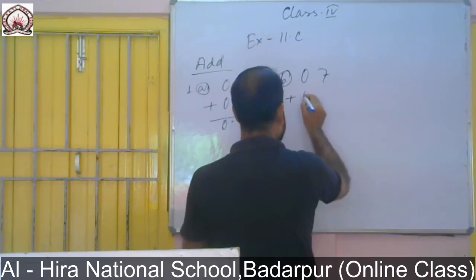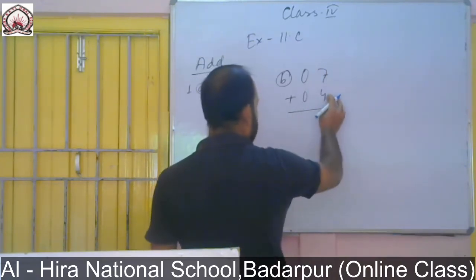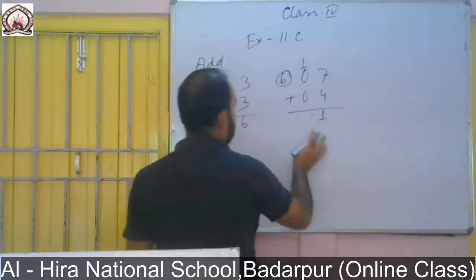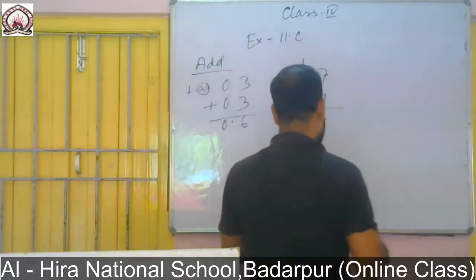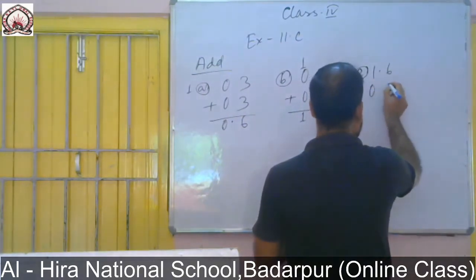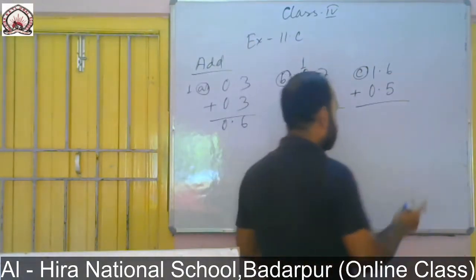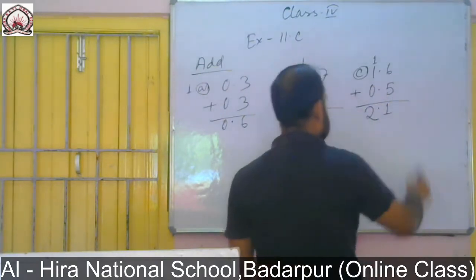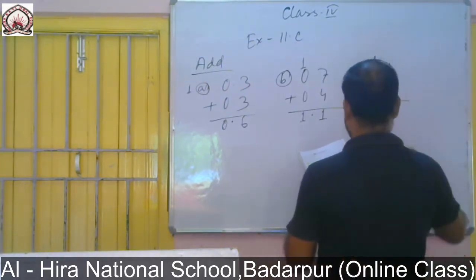0.7 plus 0.4. So here 7 plus 4 is equal to 11. Write 1, and 1 in hand. Here the point, so in its place we give the point and there 1, that means 1.1. So answer is 1.1. Next question number C: 1.6 plus 0.5. Here 6 plus 5 is equal to also 11, write 1 and 1 in hand, point is straight, and 1 plus 1 is equal to 2. Answer is 2.1. Next question number D.